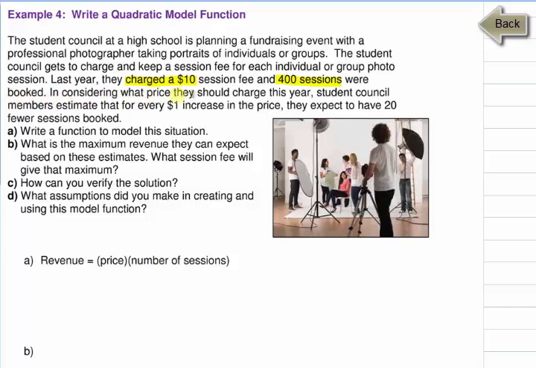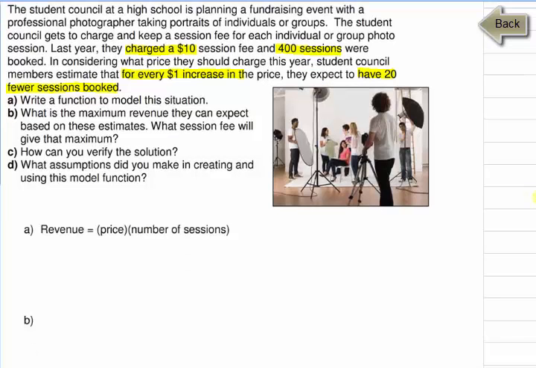In considering what price they should charge this year, student council members estimate for every $1 increase in price, they expect to have 20 fewer sessions booked. You've been asked to write a function to model the situation. What is the maximum revenue they can expect based on these estimates? What session fee will give that maximum? How can you verify the solution? And what assumptions did you make in creating and using this model function? Okay, so let's start by coming up with a function to model this situation.